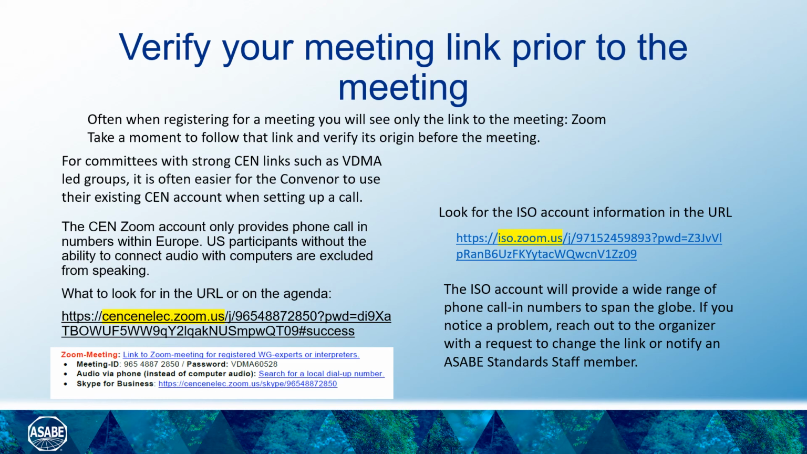I have posted here as an example what to look for in the URL or on the agenda. If you do find a SEN link, contact the organizer, either the convener or the committee manager, and request that they use an ISO account. ISO officers, conveners, committee managers, secretary, support, or chairs can request an account through the committee technical program manager. If a change is not made, contact one of the ASABE staff, and we will reach out to ANSI to make that request for you.